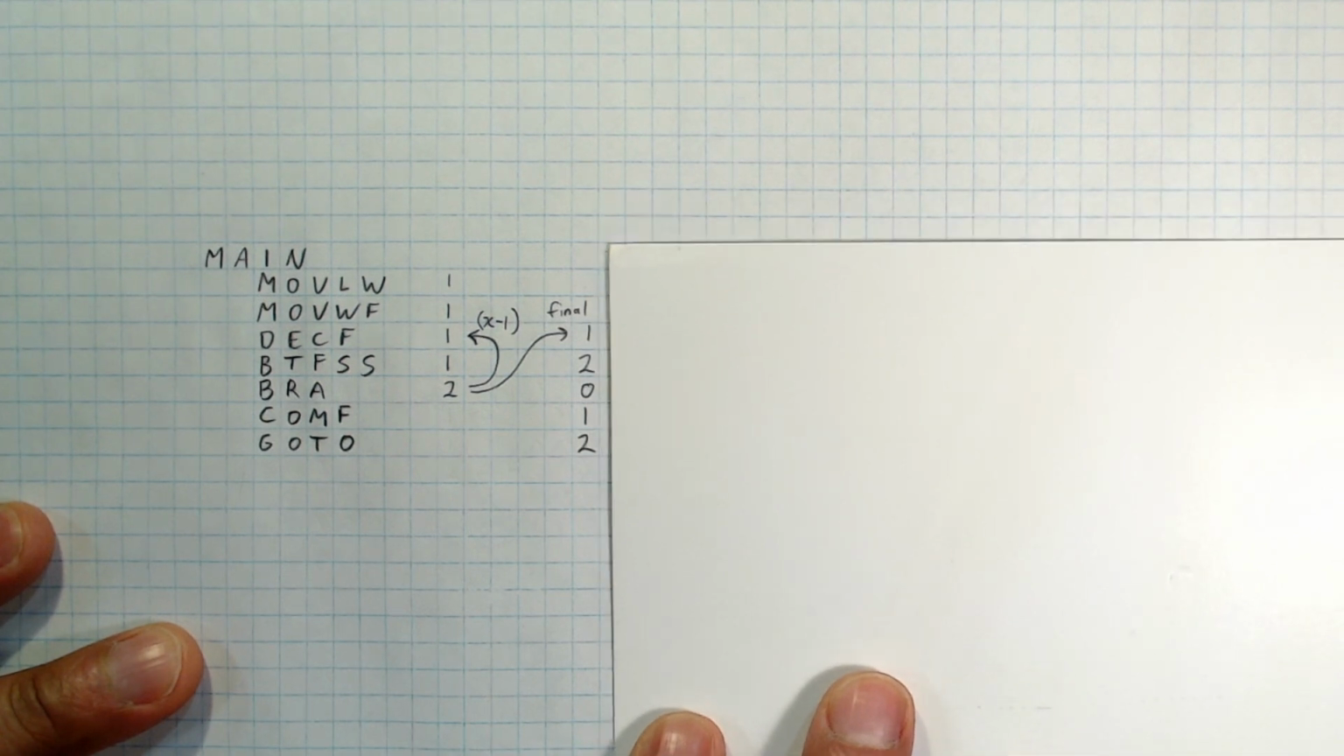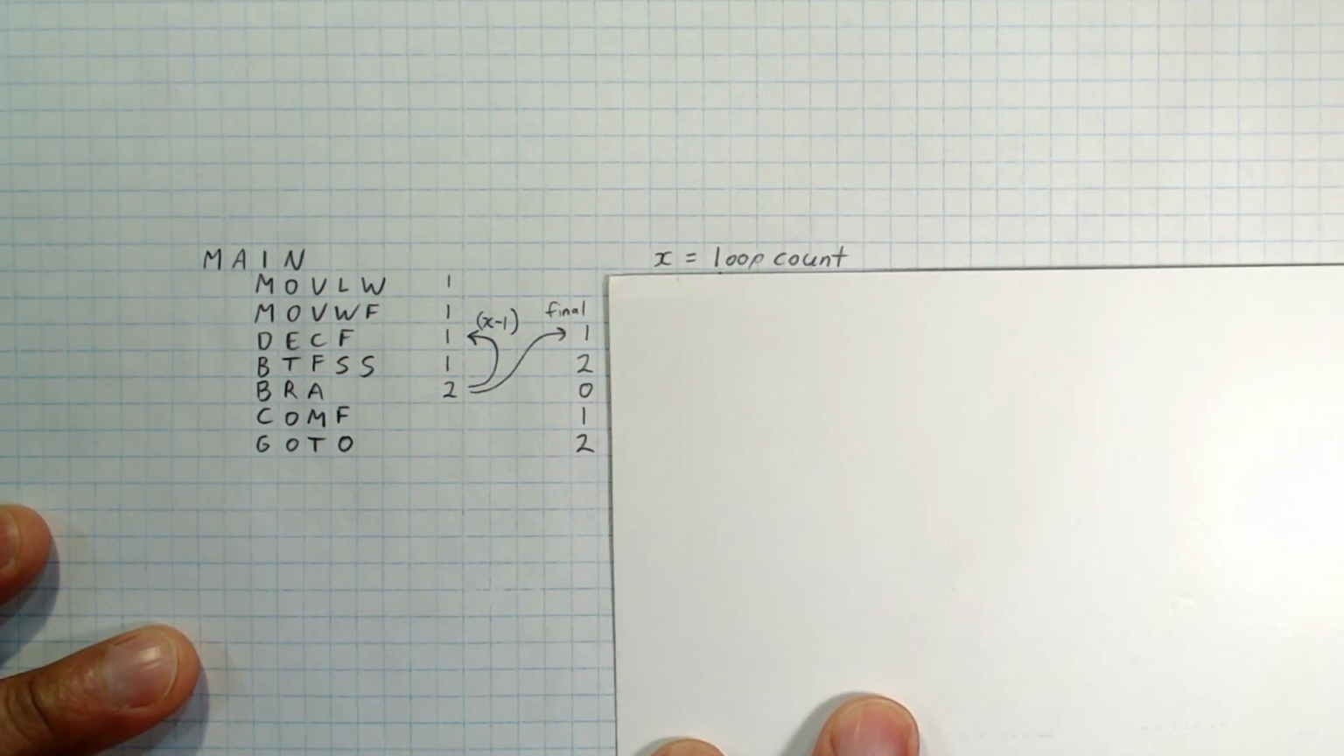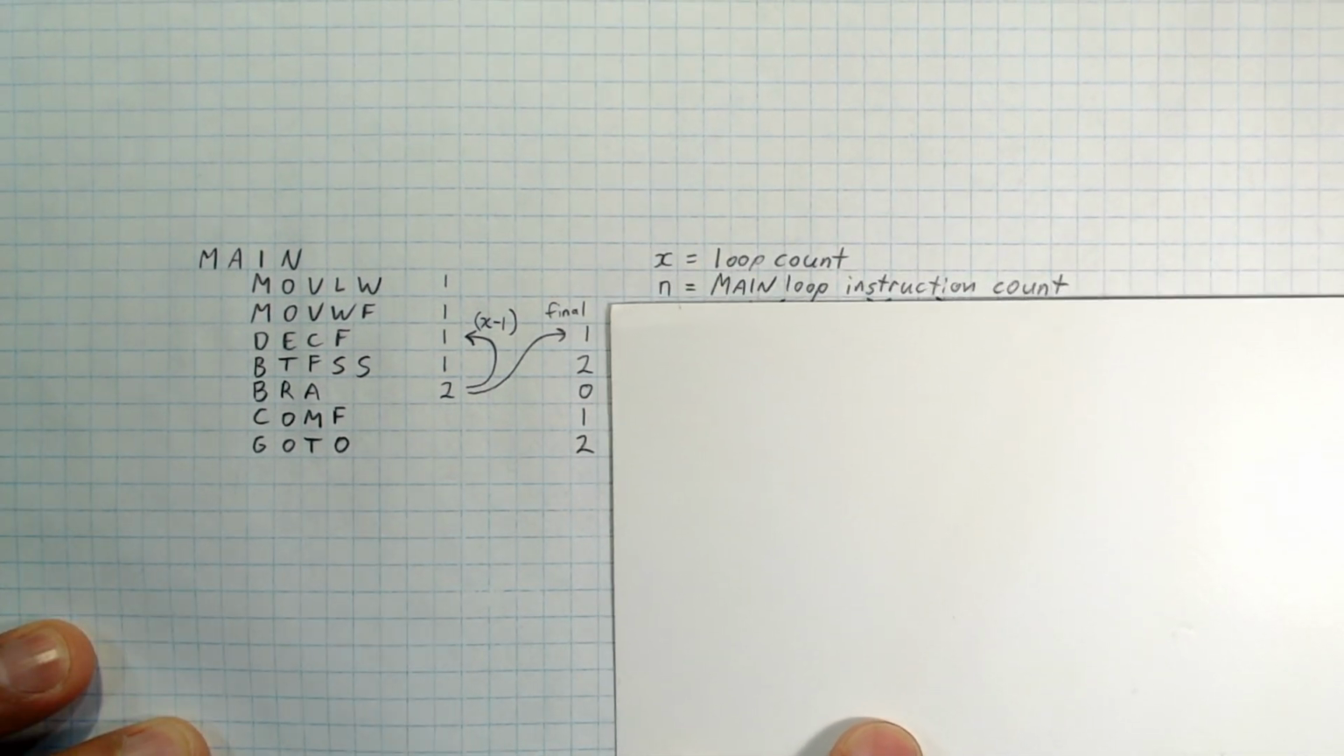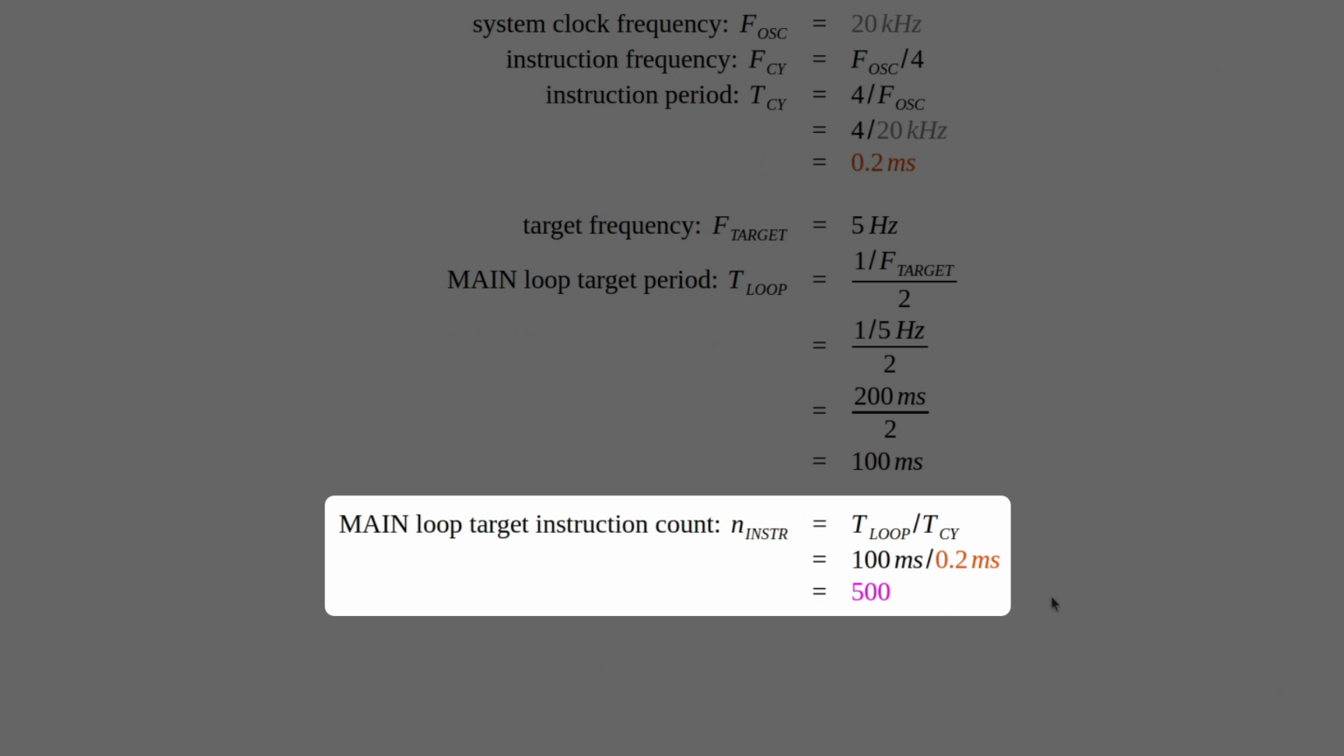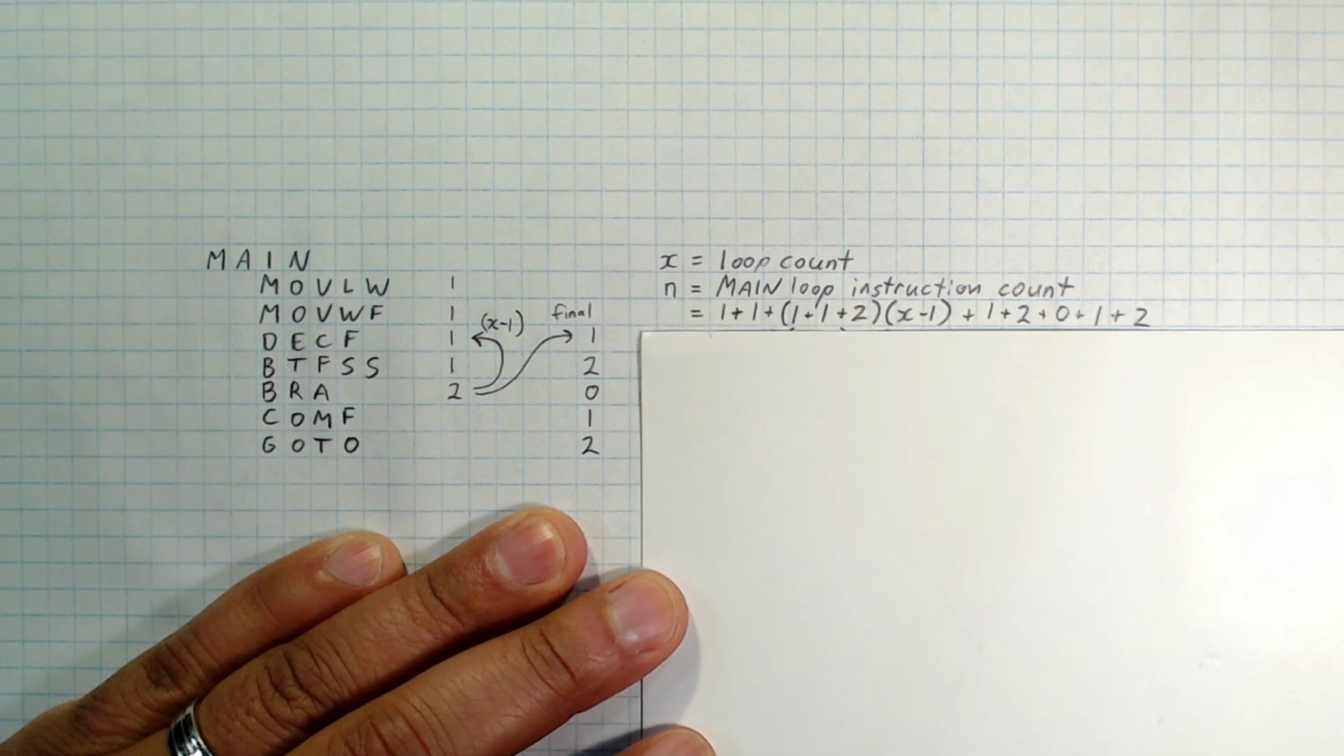So I'll make the declaration that x equals the loop count, and I'm going to define another variable called n. So x, being the loop counter, is the number that we're searching for. This is the value that we're going to stick into our variable that represents our loop counter. But n is the number of times the entire main loop needs to cycle. Now we already know what the value of n is, because we calculated earlier that it's 500. So let's work out that expression.